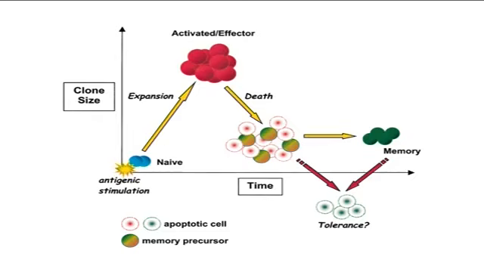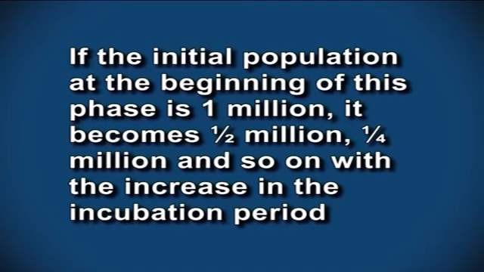Death phase. In this phase, the number of viable cells decreases exponentially, resulting in the graph moving downwards. If the initial population at the beginning of this phase is 1 million, it becomes half a million, 1/4 million and so on with the increase in the incubation period.